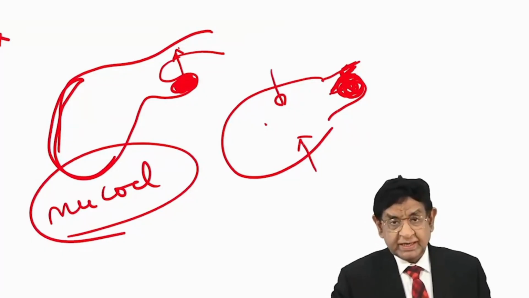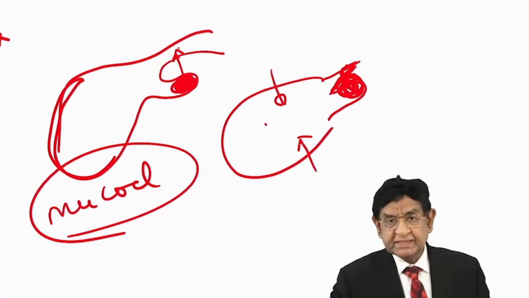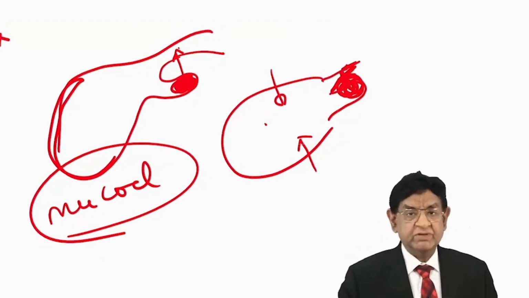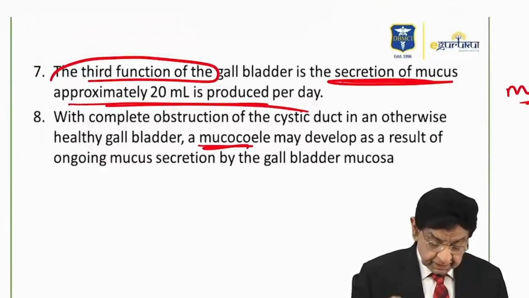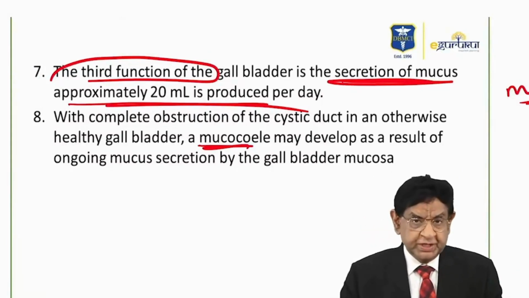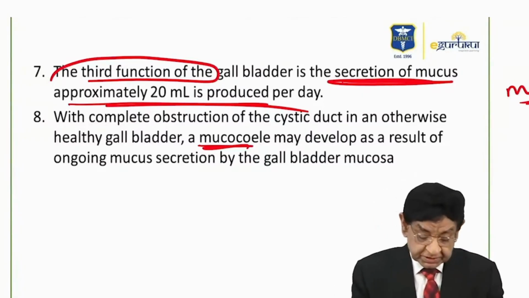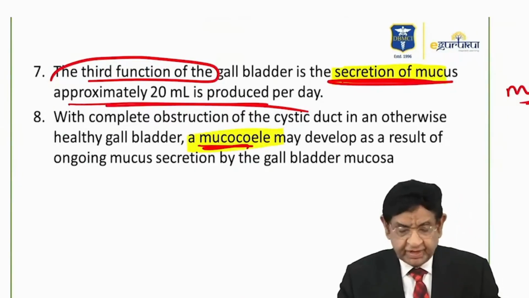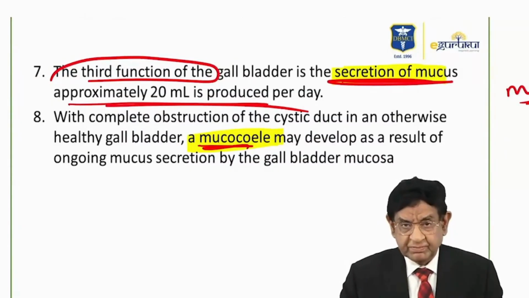But now, knowing the importance of the Hartmann pouch, stone and anatomy, the cystic duct may get compressed and mucus will be secreted by the lining of the gallbladder. So that's how a mucocele is going to get formed. So friends, three functions: storage, concentration, and secretion of mucus is the third function. And we learned how a mucocele will be made, right? So the only keywords here are two: secretion of the mucus and the mucocele will be formed.